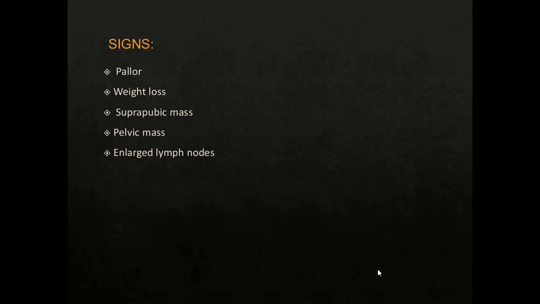The signs you will assess on physical examination will be pallor due to blood loss secondary to hematuria, or if there is a picture of chronic obstruction, it will also present with pallor. There is history of weight loss secondary to tumor. A suprapubic mass or pelvic mass could be palpable, and if it is metastatic disease, then you can appreciate enlarged lymph nodes.